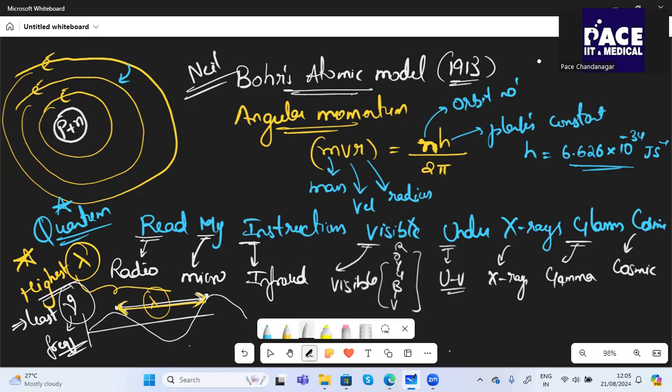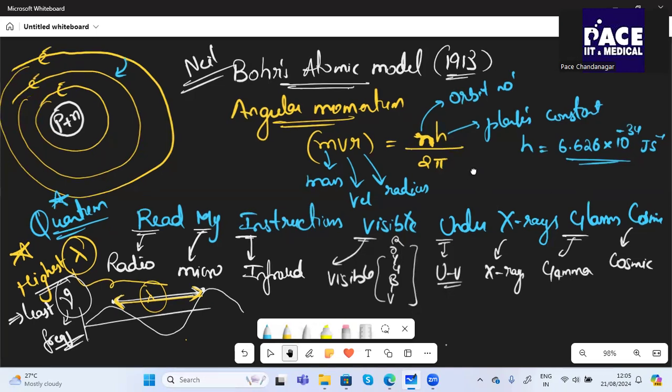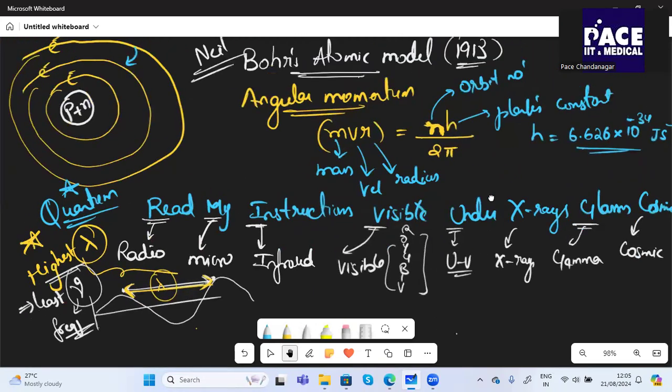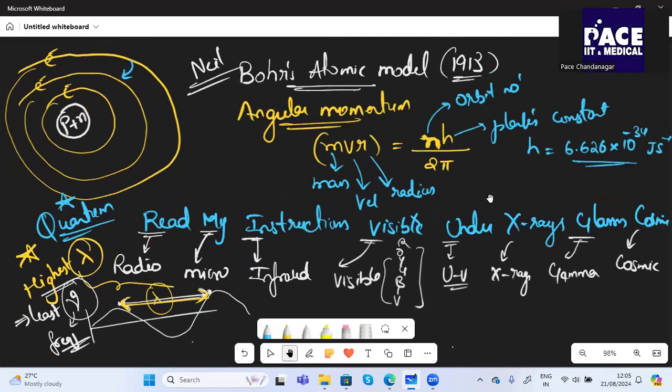Let us now go to Bohr's model. We have talked about the angular momentum, mvr, equals nh by 2 pi, where h is Planck's constant. The quantum theory was given by Max Planck. His value of h is given as 6.625 times 10 to the power minus 34.